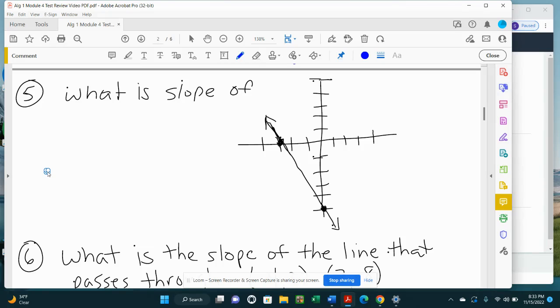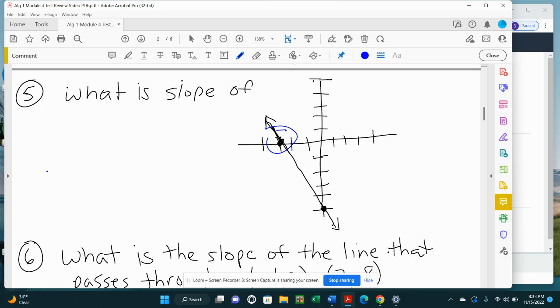Okay, we're already up to problem number 5. We only have 10 problems to get to. We want to find out what is the slope of this particular line. Remember that every time we're trying to figure out a slope and we have a graph, we always start with the leftmost point. So we're going to start with this point right here.